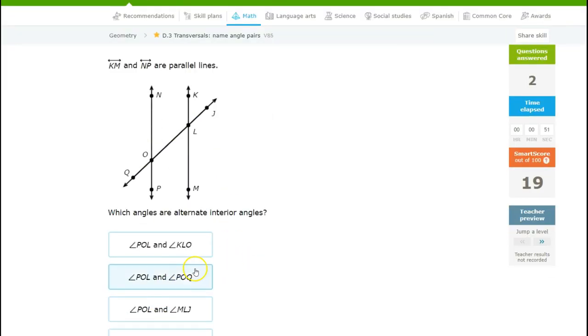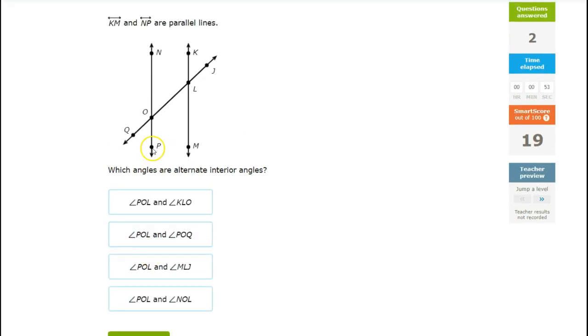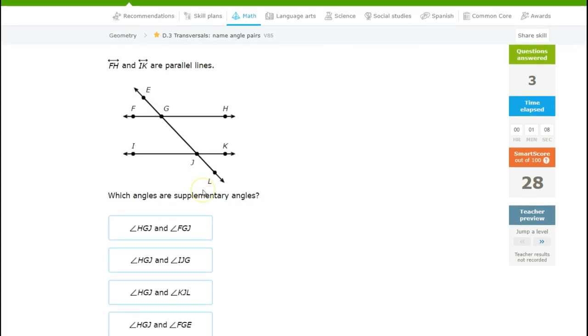Which ones are alternate interior? So again, they all start with POL. So let's start with POL. The only one that's alternate interior with this one right here is KLO. That has to be. Or OLK, right? You could name the angle either way. Okay, let's do one last one together here. Supplementary. There's lots of possibilities.